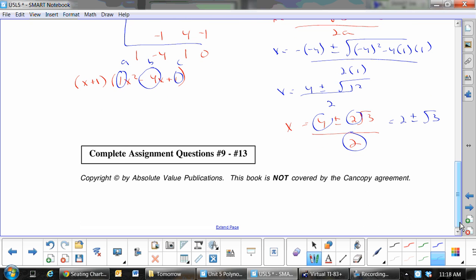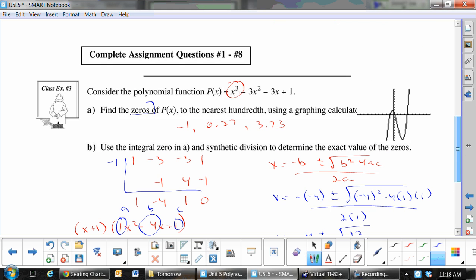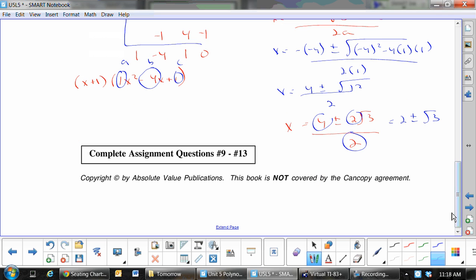So what are my final answers? Well, it's asked me to find the zeros. So the zeros are what? -1. 2 plus root 3 and 2 minus root 3.